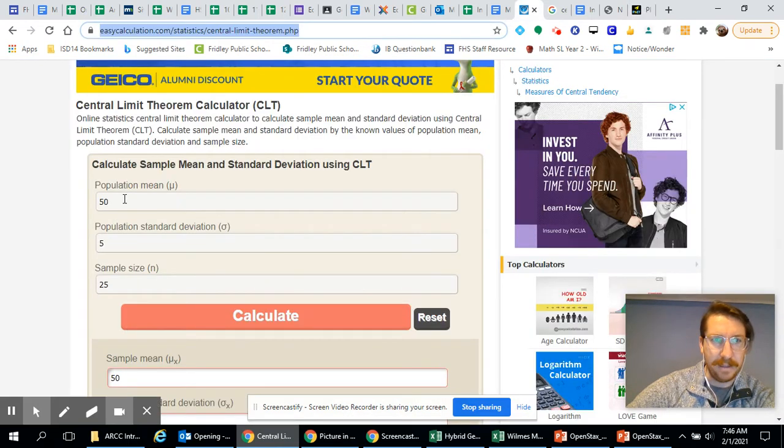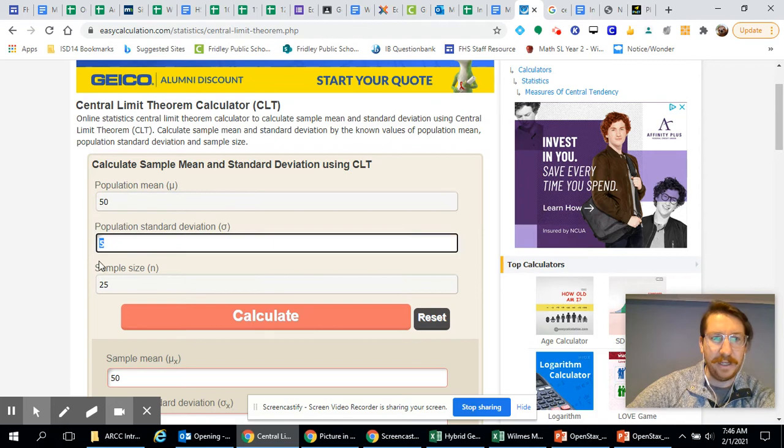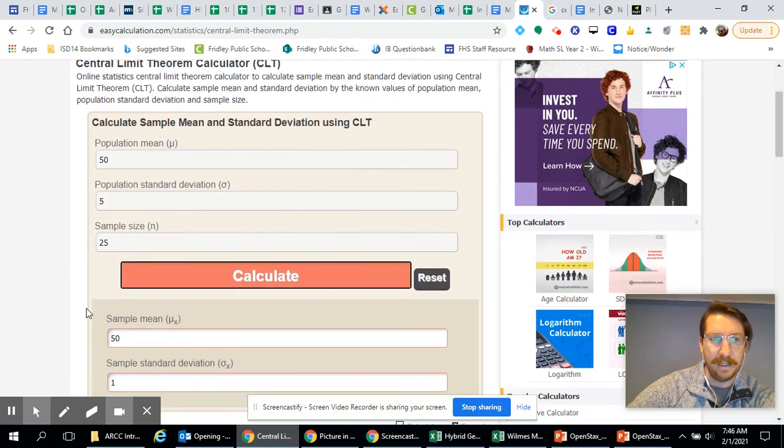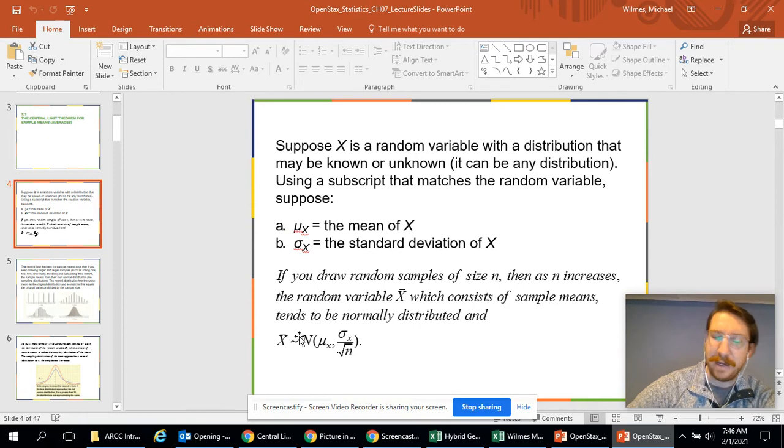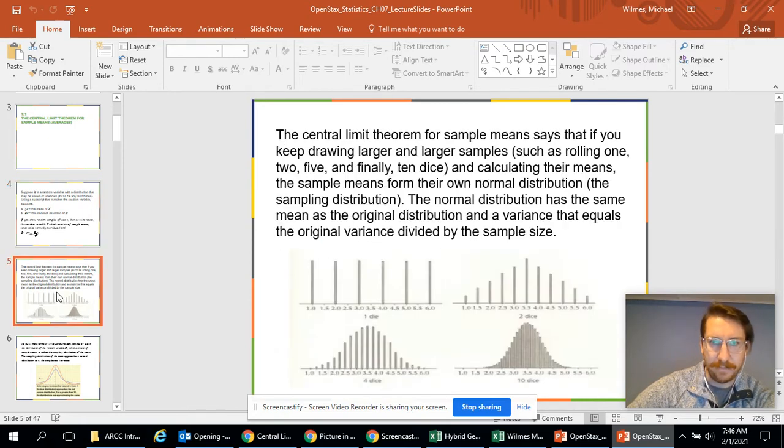Here's a calculator. You type in the mean, standard deviation, sample size, and calculate. And look, the mean is the same. And the standard deviation, they take the standard deviation divided by the square root of the sample size. So the square root of 25 is 5. So 5 divided by 5 is 1. So that's called the sample standard deviation. And then once we get that, we can go back to our normal distribution curve and calculate our probabilities.